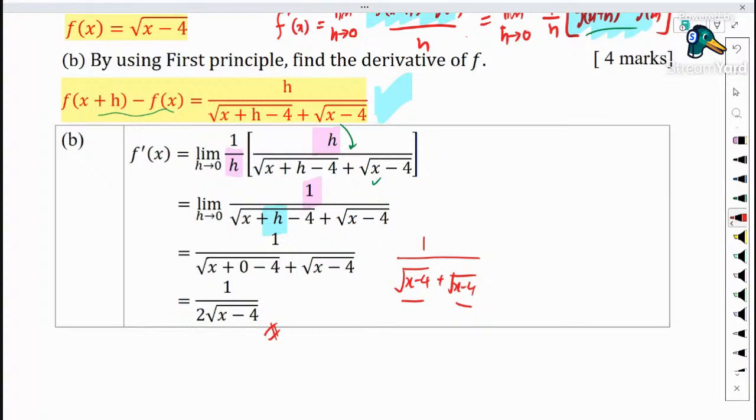So this is how we use first principle to get the answer for f prime. I hope that you can remember the formula for first principle, or worst come to worst, hopefully the formula is given and you're alert to notice and use it.